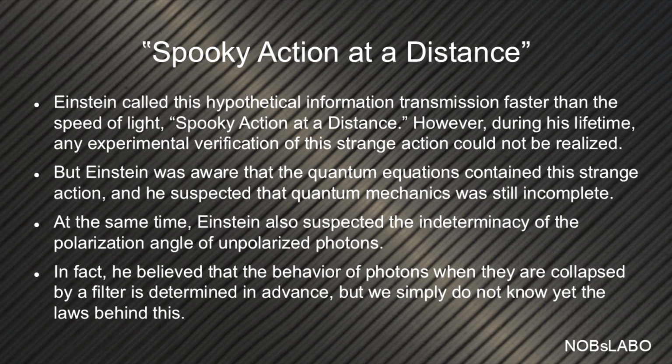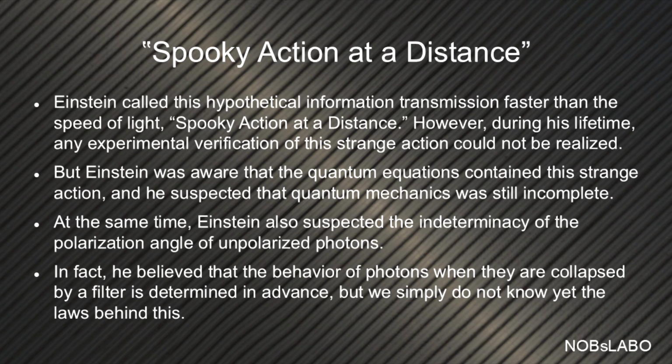Einstein called this hypothetical information transmission faster than the speed of light, spooky action at a distance. However, during his lifetime, any experimental verification of this strange action could not be realized. But Einstein was aware that the quantum equations contained this strange action, and he suspected that quantum mechanics was still incomplete.